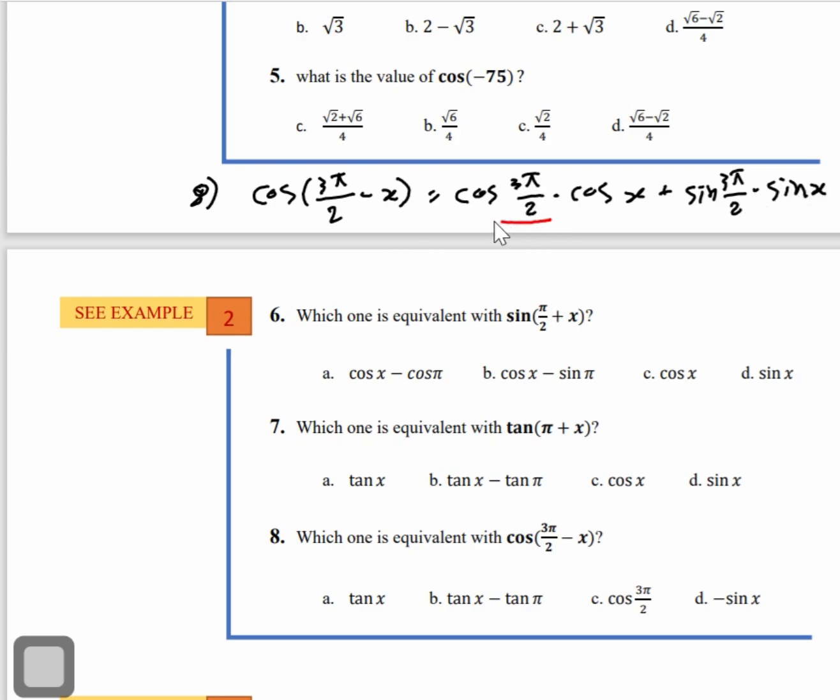According to our calculator, cosine 3 pi over 2 equals 0, and sine 3 pi over 2 equals negative 1. So 0 multiplied by cosine x is 0. It will cancel. And negative 1 multiplied by sine x will be negative sine x. So for exercise number 8, branch D is true.